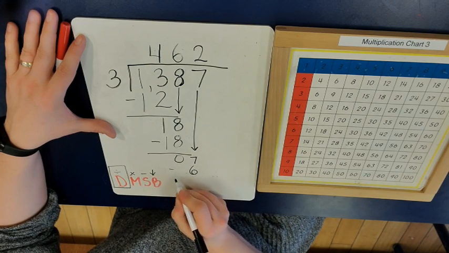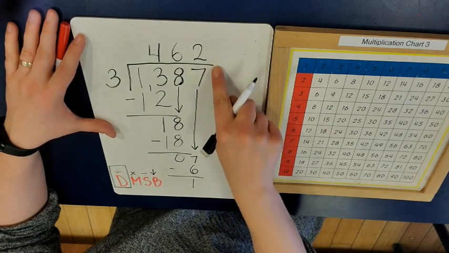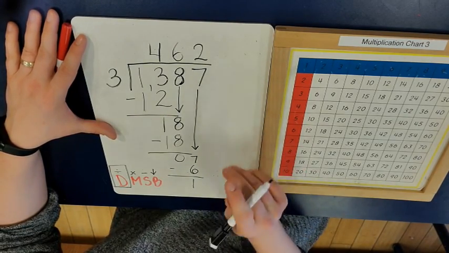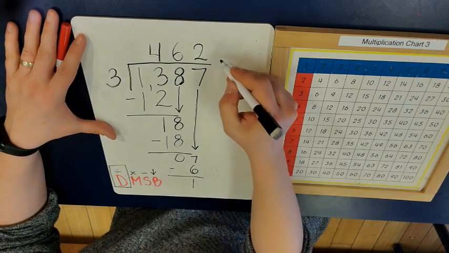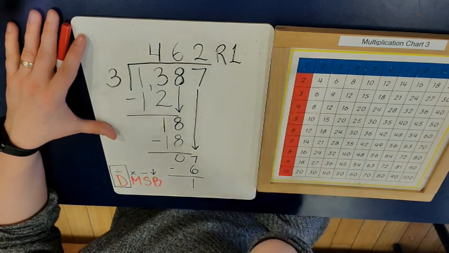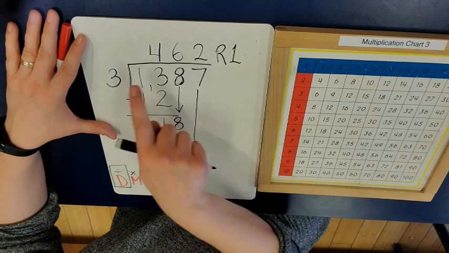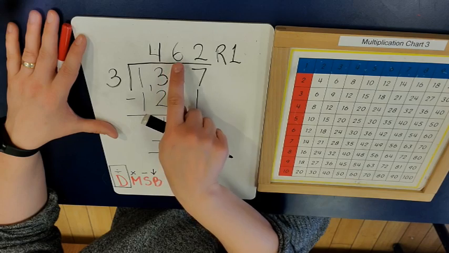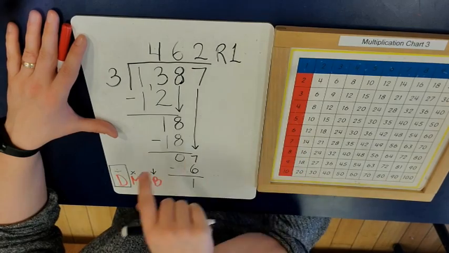Subtract. Bring down. Oh, there's nothing else to bring down. That means that I have finished my work and I have 1 left over, so that's my remainder. I'm going to add it up here to my quotient. Remainder 1. 1,387 divided by 3 equals 462 in each group, remainder 1. 1 left over that couldn't be divided in equally.